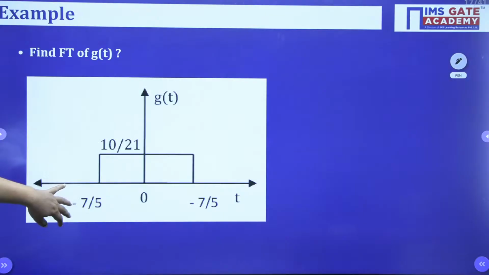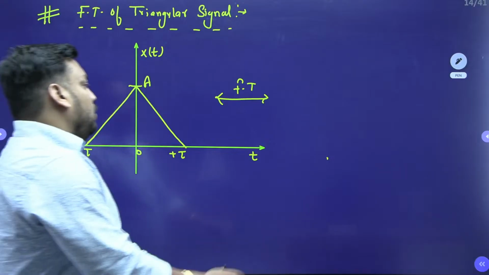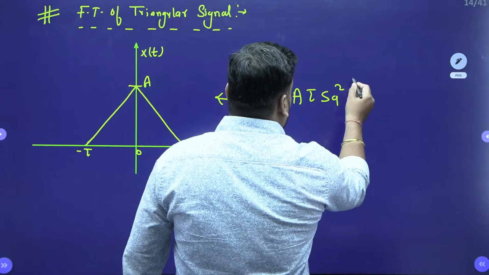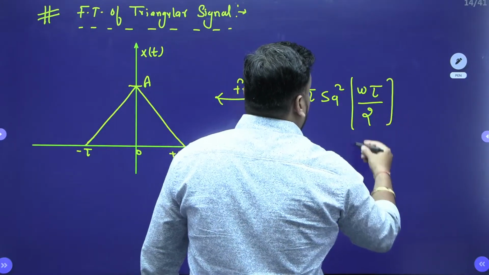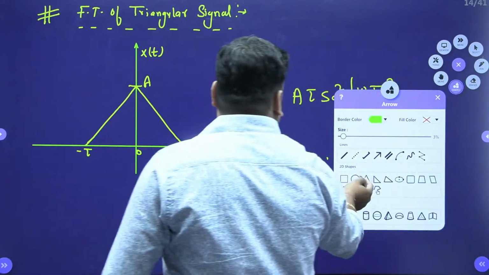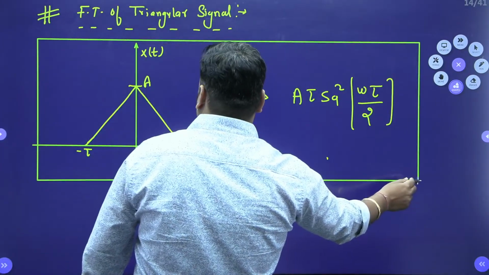So what is the result now? The result we need to store in a box, just like this box. The box is nothing but A tau sampling square of omega tau by 2. So here you can write like this.